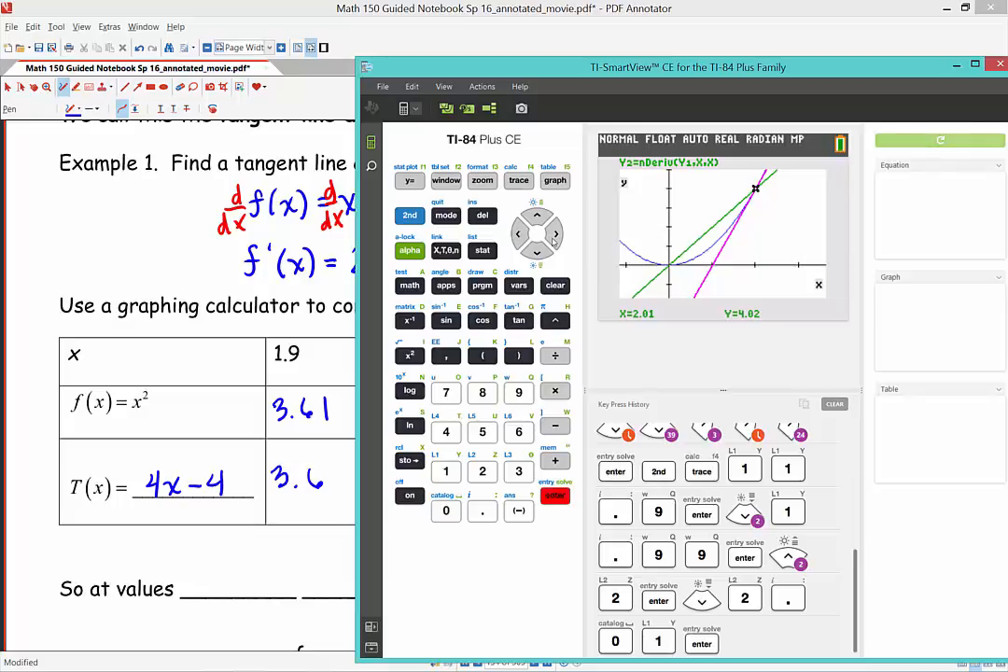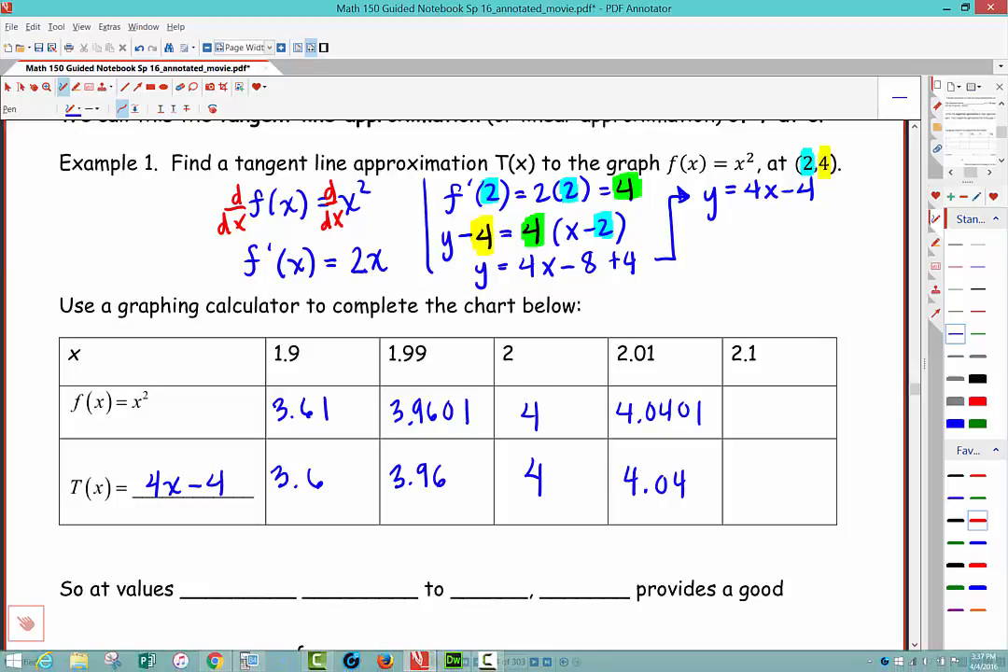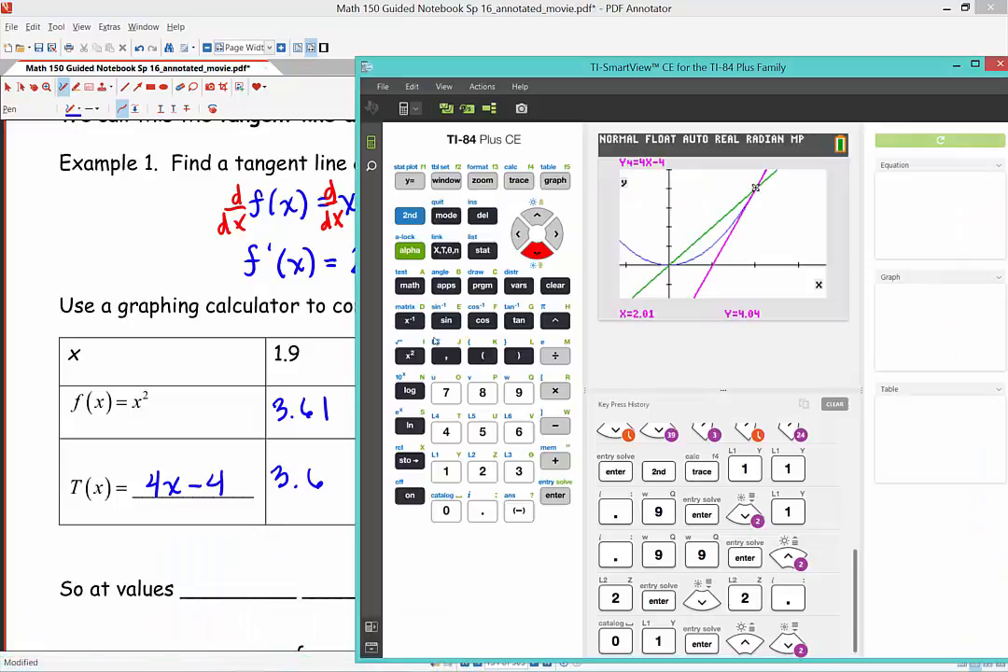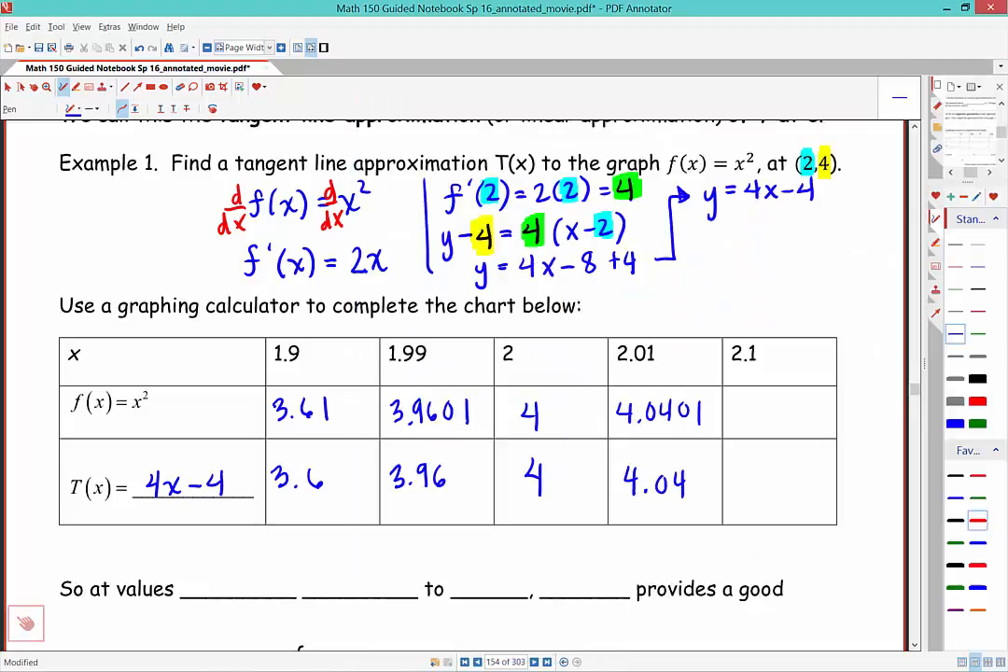All right, so we want our blue graph 4.0401 and then 4.04. And then lastly, when we do our 2.1, we will get, our pink is 4.4, and the blue is 4.41.